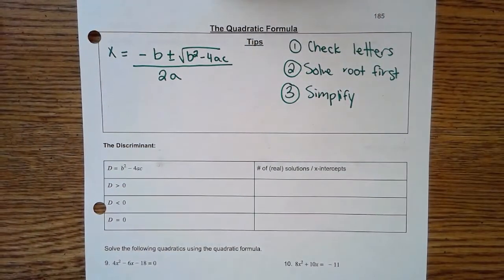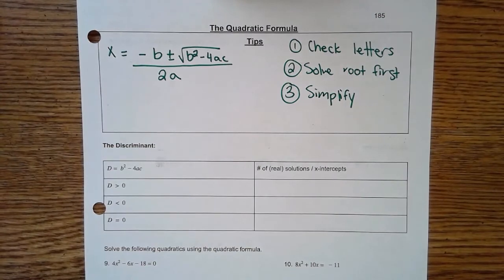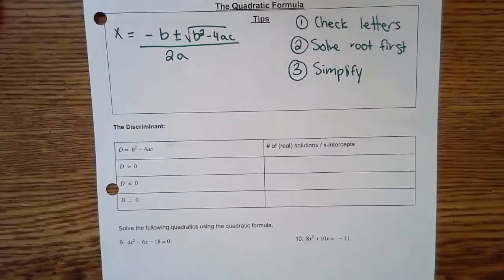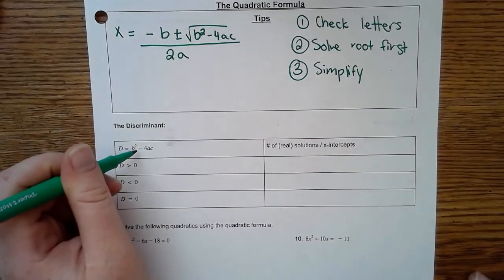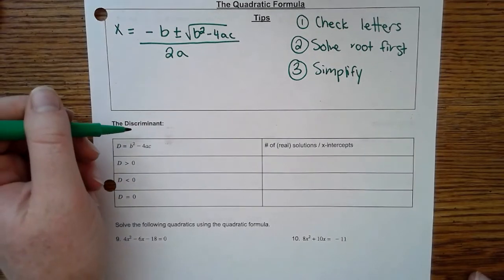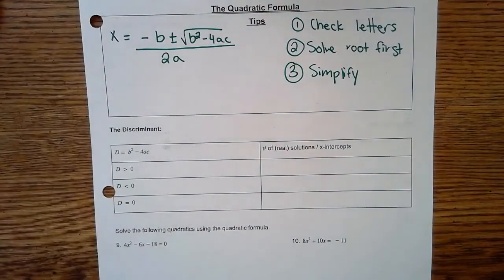Okay, so while we're here, I just want to talk about some tricks that they do. This comes up a lot on the SAT. They talk about the discriminant. So the discriminant is b squared minus 4ac. So the discriminant is what's inside the root. So using the discriminant, you can find out different things about your quadratic.